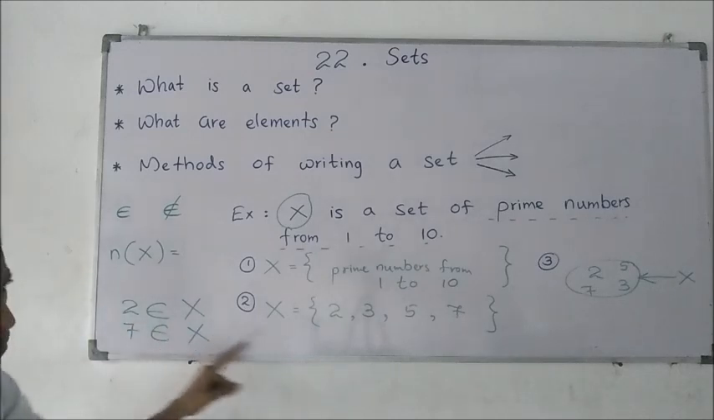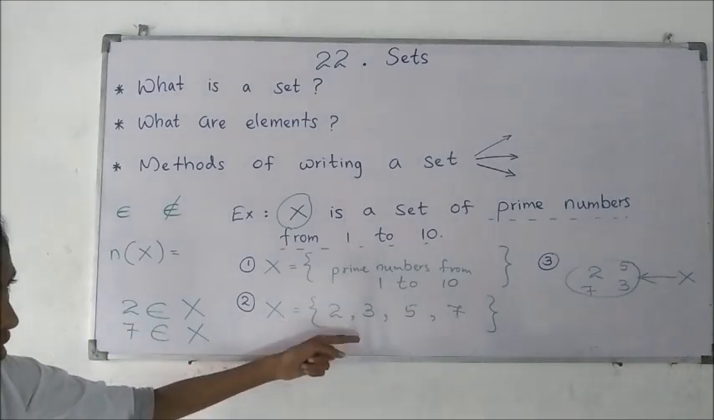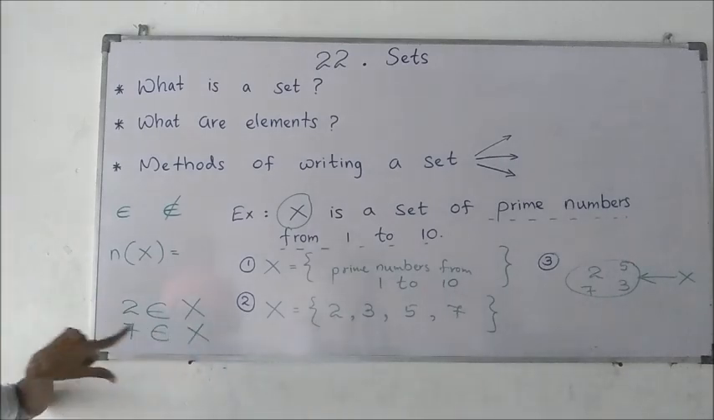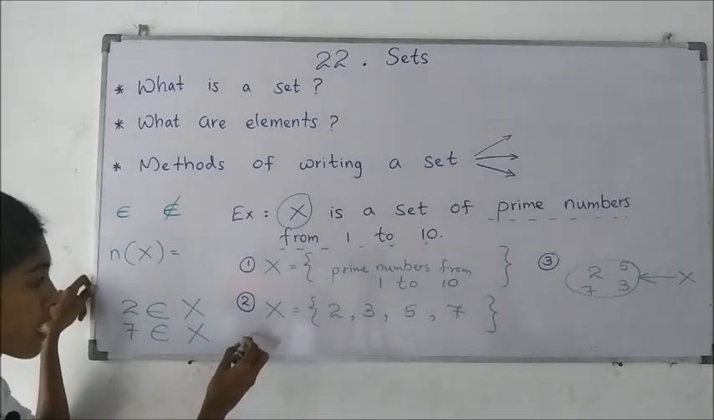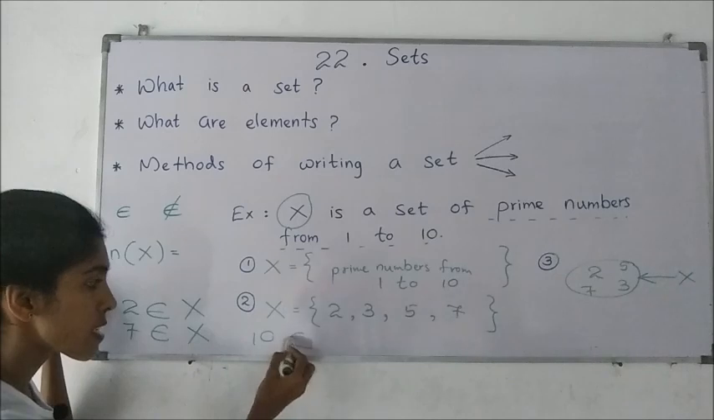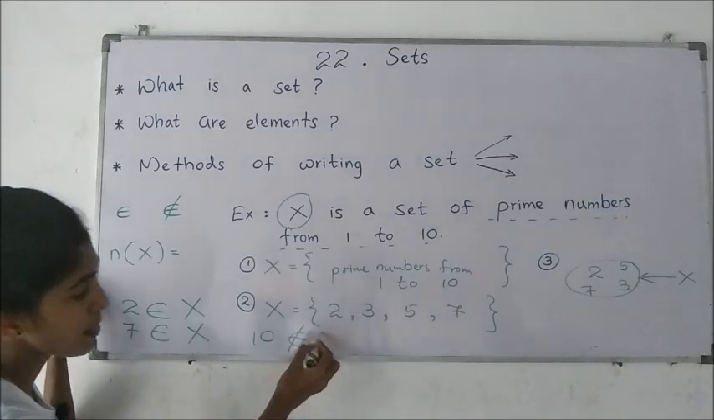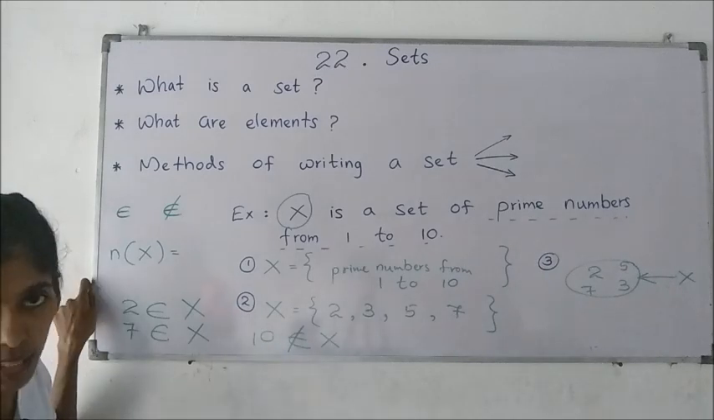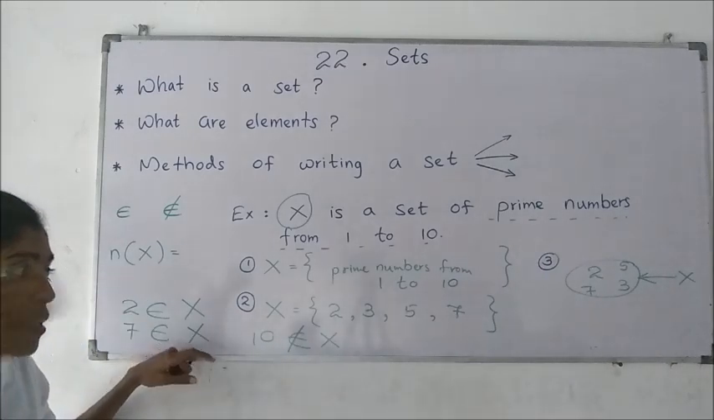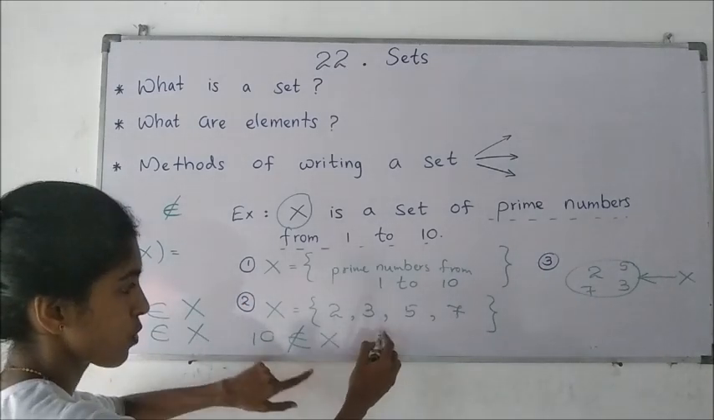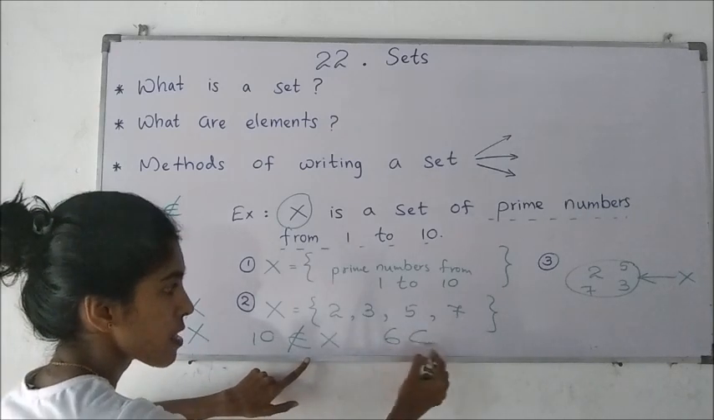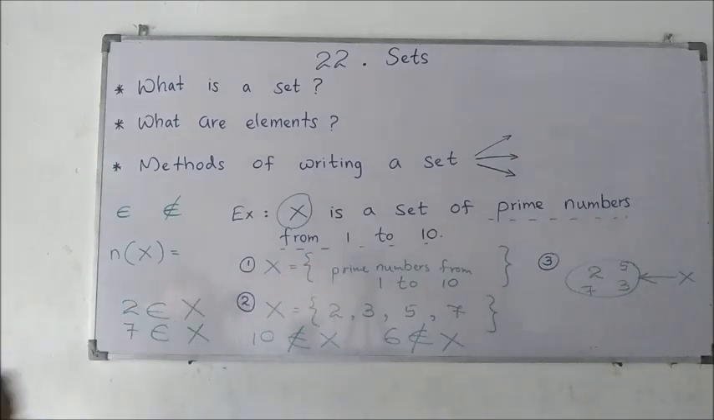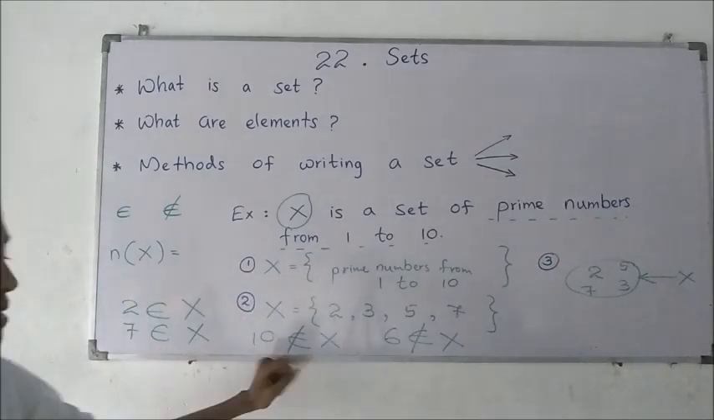But we know that 10 is not an element of this set X. So if you are writing that, you can write like this: 10 is not an element of set X. If it is not so, cut the symbol like this. And 6 is not an element, so we can write 6 is not an element of set X. This is how we use this symbol.